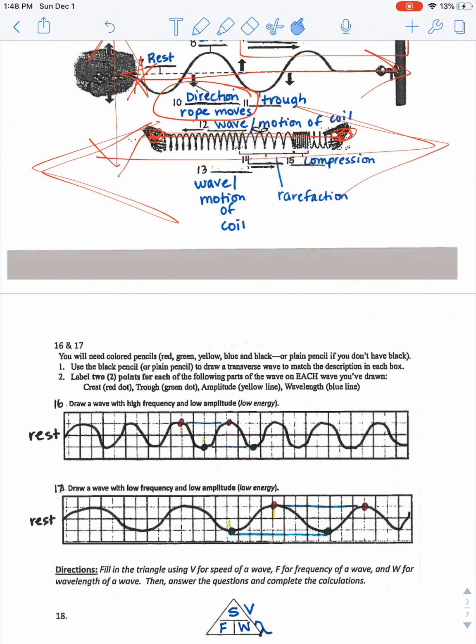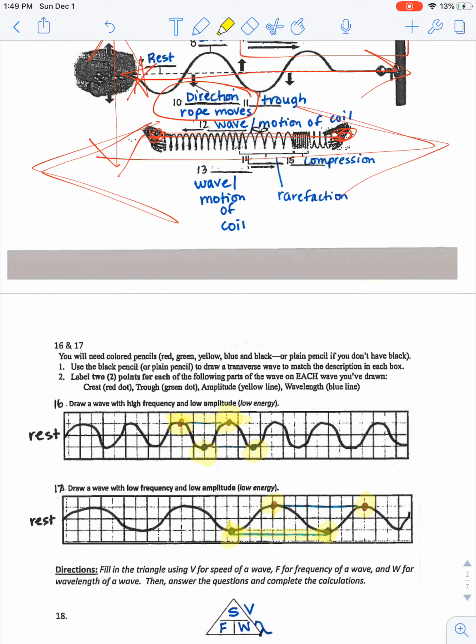16 and 17, this is just like the worksheet that we did. I gave you the rest position, and then here in red, we've got our crests here at the top. The green is going to be our troughs down here. Okay. Our wavelengths that are noted in blue, it's going to be this crest to the next crest, or trough to the next trough down here.